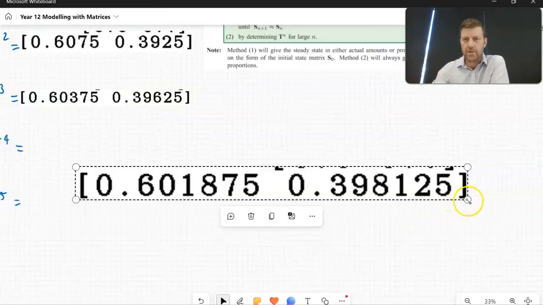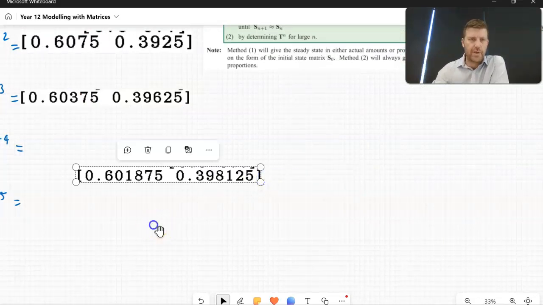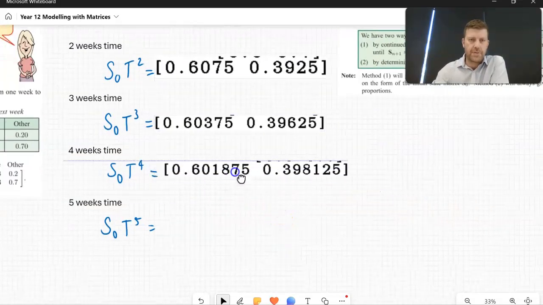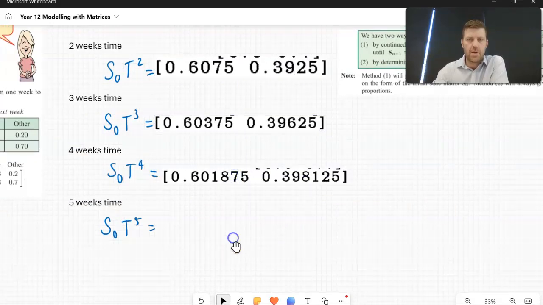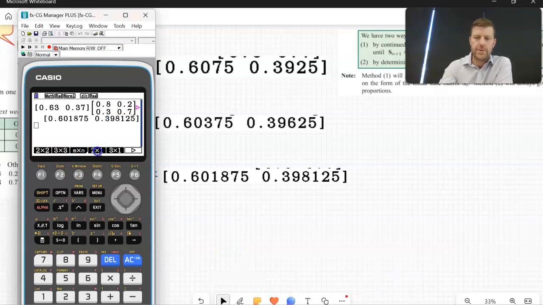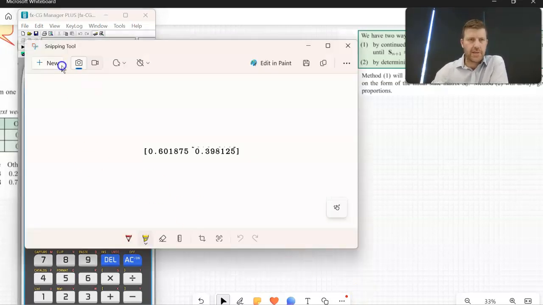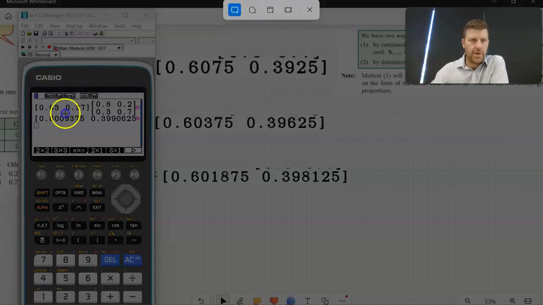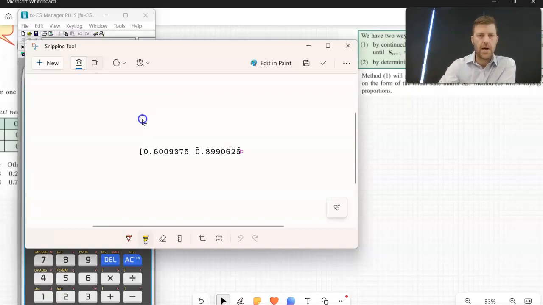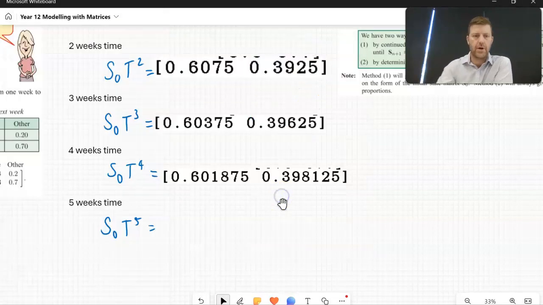And that's kind of why I'm repeating this a little bit. So apologies for that. But there is a purpose for me repeating this. I'll do it one more time, so this time to the power of 5. You can see here there's really not much change at all between the market share after 4 weeks and now after 5 weeks. Okay.